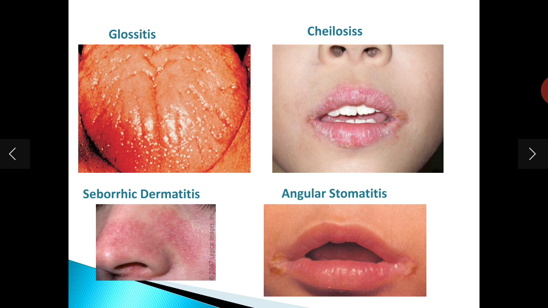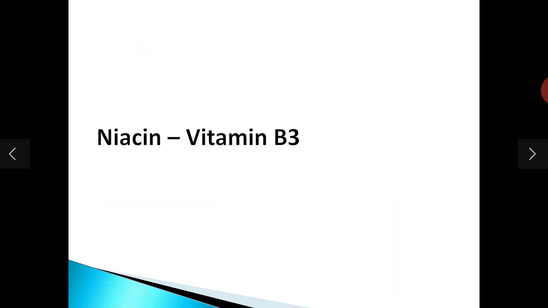Here you can see the pictures showing the first one, glossitis, cheilosis, where there is fissuring of the lips, and seborrheic dermatitis, that is the skin manifestation, and angular stomatitis, that is at the corners of your mouth. So these are the deficiency manifestations of your vitamin B2.